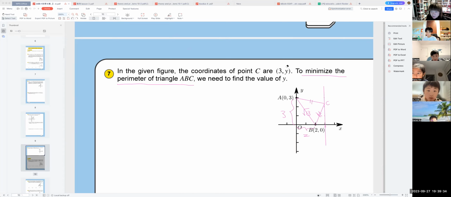So C we know equals what? Equals (3, y), right? So we want to have AC equals BC, okay? So A equals (0, 3), and C equals (3, y), and B equals (2, 0), and C equals (3, y). Okay, everybody, please do it yourself. We've practiced many times already, you should be able to do it yourself.